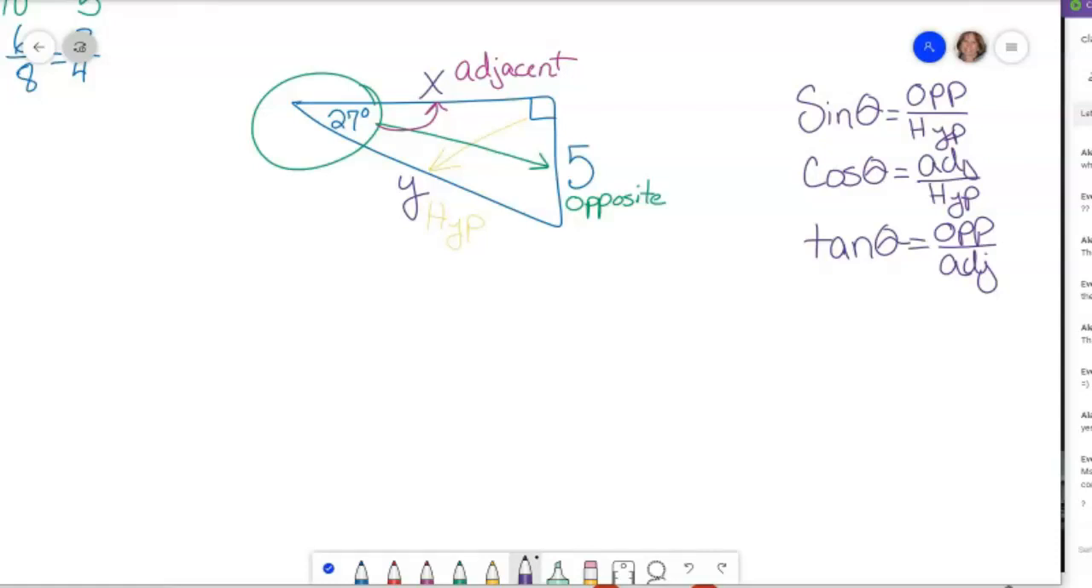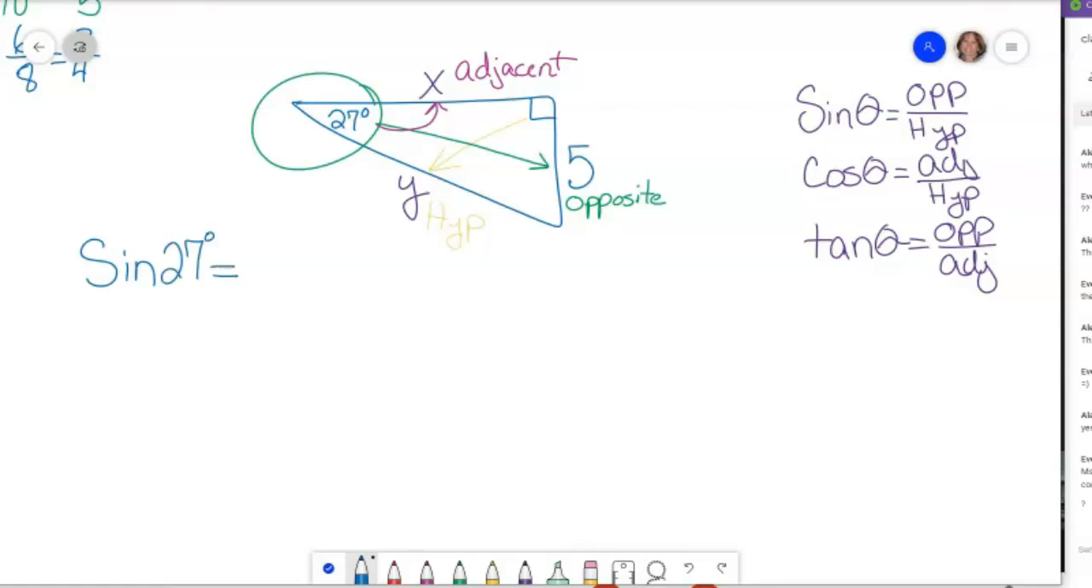Now, if I want to solve for y, which is my hypotenuse, I'm going to use the sine of my angle measure, which this time our angle measure is not theta, but instead is 27.